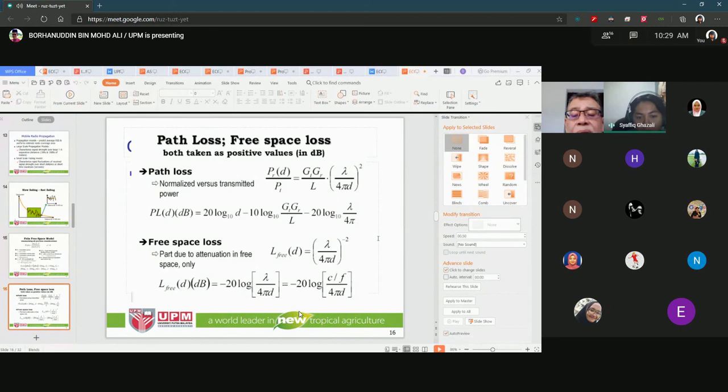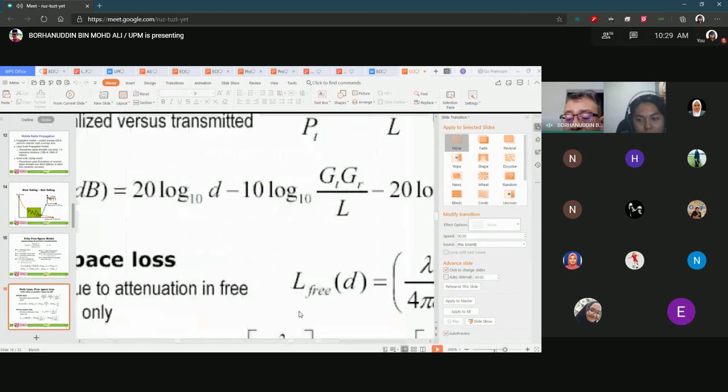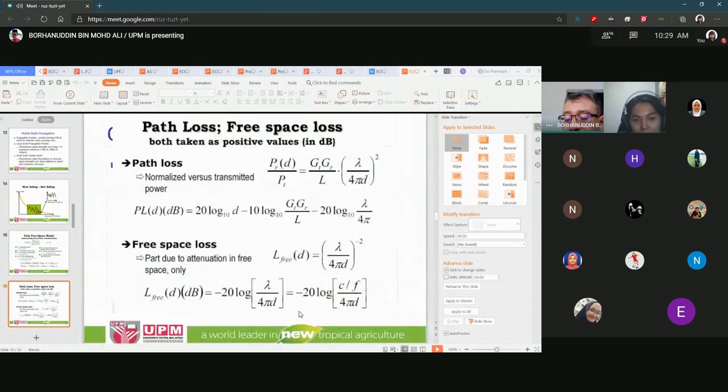Kenapa dia asingkan yang distance lah dengan yang dalam kurungan tu? Tak apa dengar saya kuat sikit. Oops, saya nak kuatkan volume dia. Again, sorry. Kenapa dia keluarkan yang distance tu?